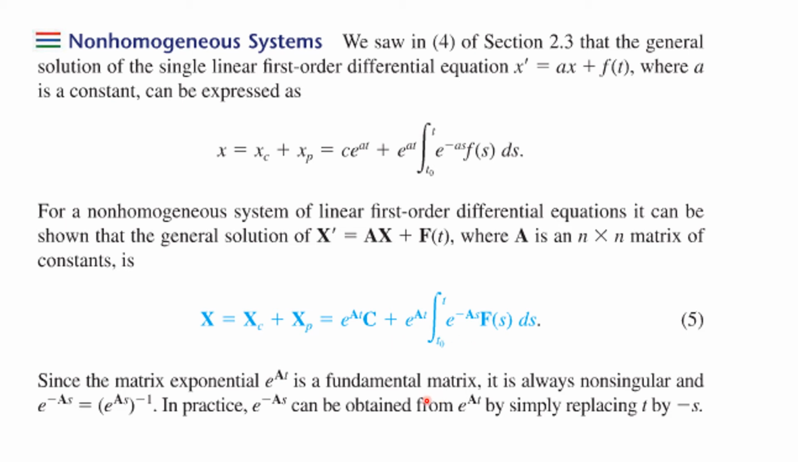And since the matrix exponential e to the At is a fundamental matrix, it's always non-singular, and in fact it can be shown that e to the minus As is the inverse of e to the As, the matrix inverse. So in practice this can be obtained just by replacing t by minus s, and you could do that integral, or at least you could attempt to do that integral.